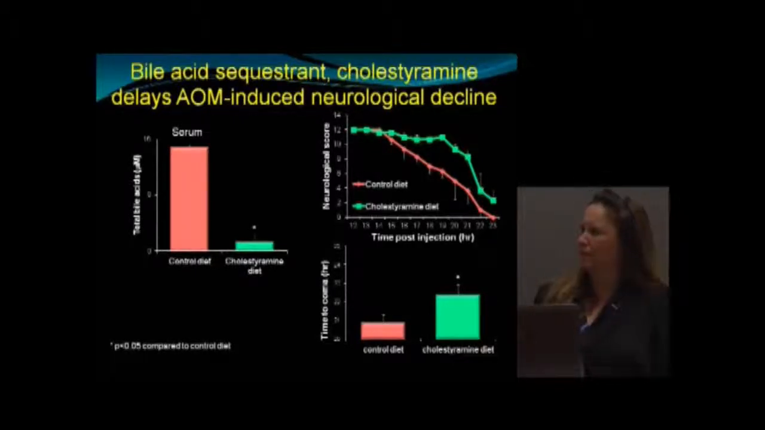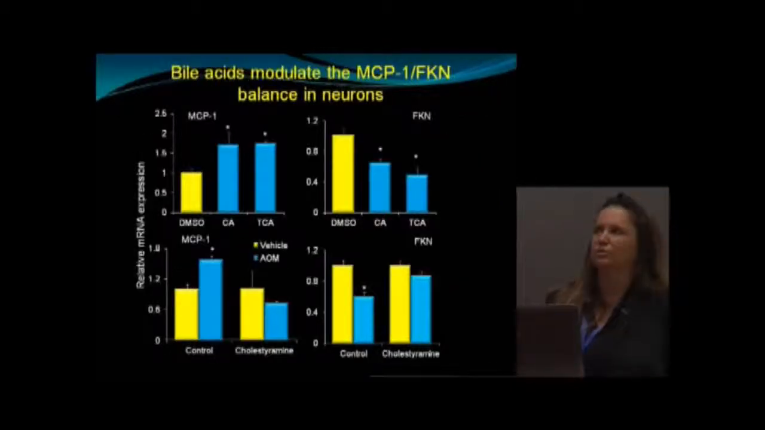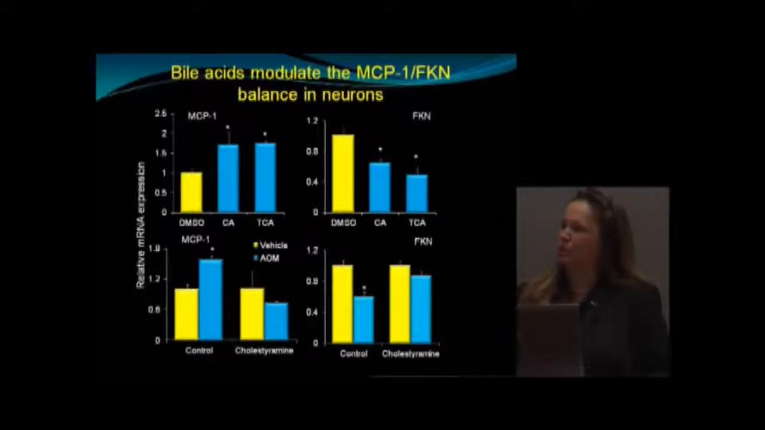And when we injected these mice with azoxymethane, again we see this shift of this neurological curve to the right, indicating a delay in the neurological decline and an increase in the time it took for these mice to go into coma. So what? Does that have anything to do with inflammation? We believe it does. The first thing we did was to take primary neurons, treat them with cholic acid or taurocholic acid for 4 hours, and you can see in these primary neurons we can get an upregulation of MCP1 and a concomitant downregulation of fractalkine.